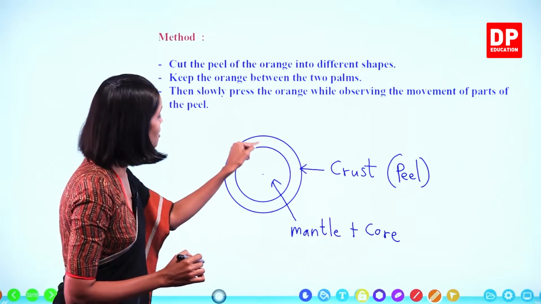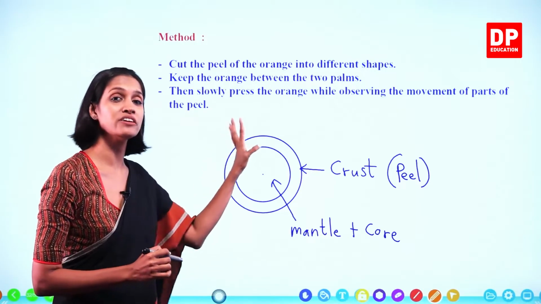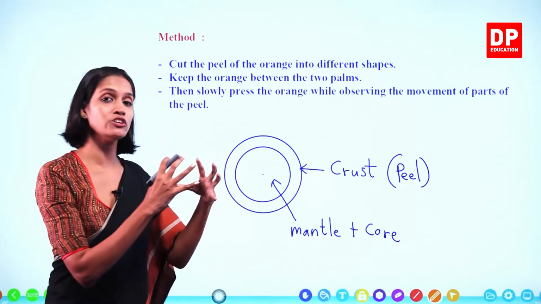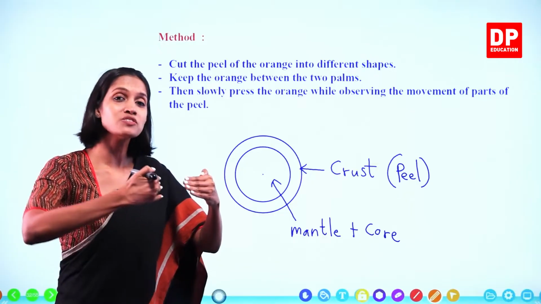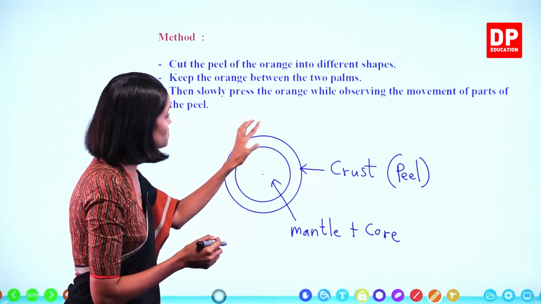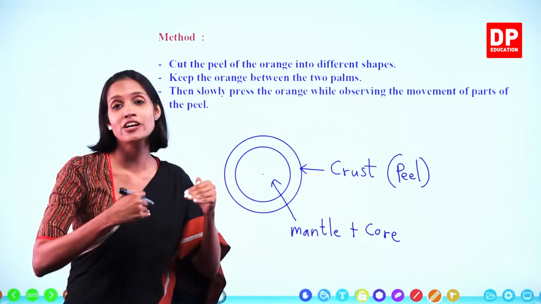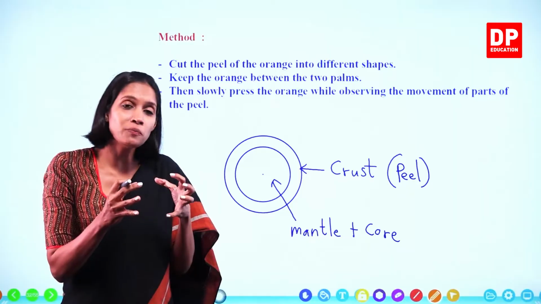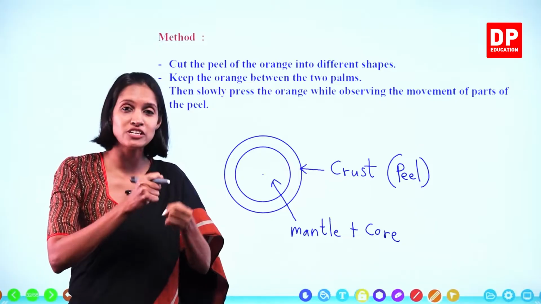Right? So the peel of the crust, without cutting the middle part, you have to cut into different shapes. Okay? Then you need to press it in between your palms. You are going to see how these different parts move relative to each other. So when you cut the crust or the peel into different parts, each part represents a tectonic plate. Each part represents a tectonic plate. So when you press this orange, you are going to observe how each part moves relative to each other.